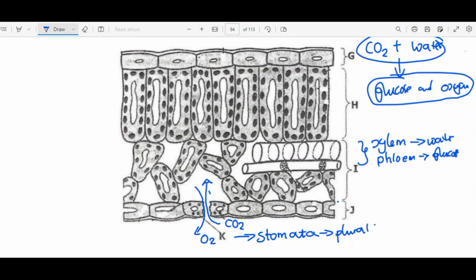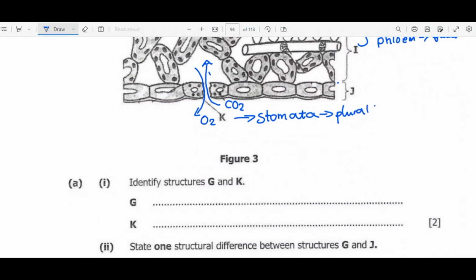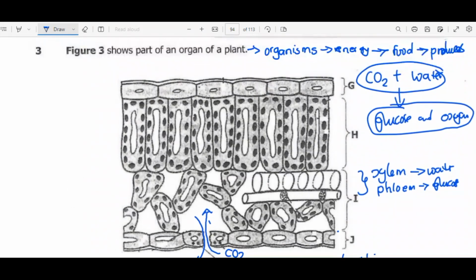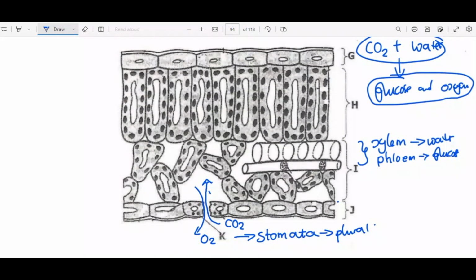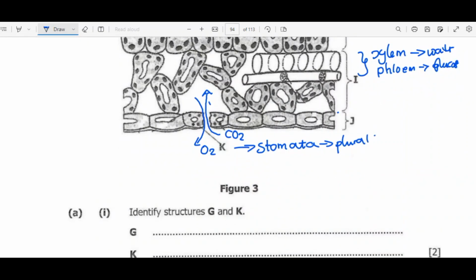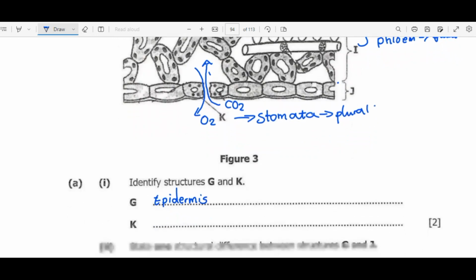Now, let's have a look at the first question. So the first question is question A1, identify structures G and K. So G, we have the epidermis, the upper epidermis. Then the structure K, we have guard cells.